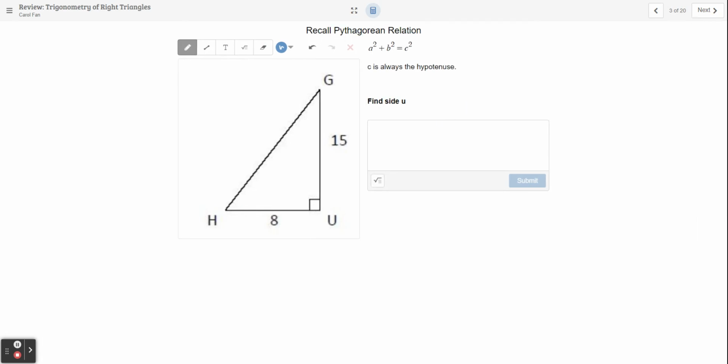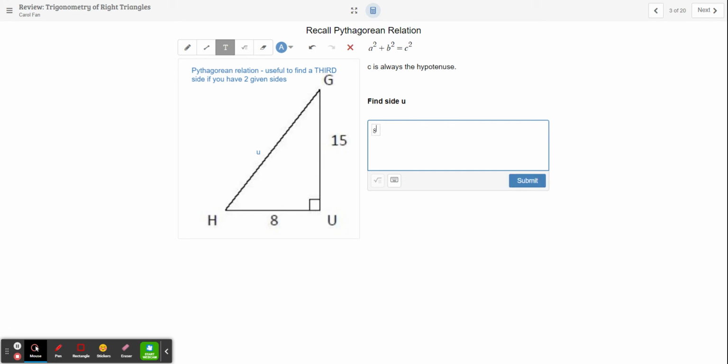Now let's recall Pythagorean relation. Pythagorean relation is used to find a third side if you have two sides. So the relation that we have, a squared plus b squared is equal to c squared. C is always the hypotenuse. So in this case, our hypotenuse is represented by the little letter u. So let's substitute the values that we have here. A and B are any sides that touch the 90-degree angle.